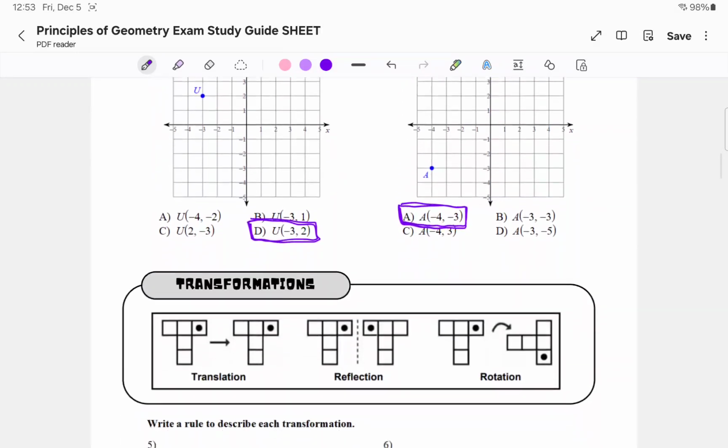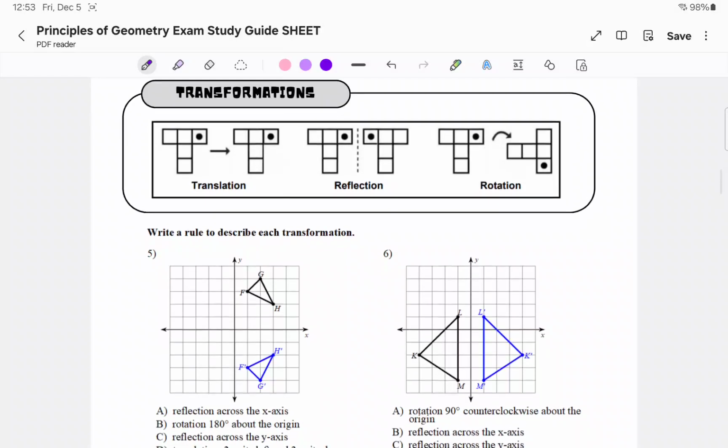All right, so we're going to go on to transformations, which is going to be the next section of the exam. Just 2 questions for transformations, and they're going to be very similar to this. The whole exam is very similar to this study guide sheet. So as long as you do this along with me and you ask questions and you bring this with you when you take the exam, you should be just fine.